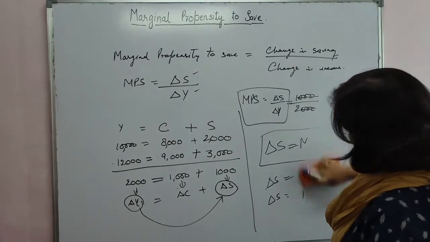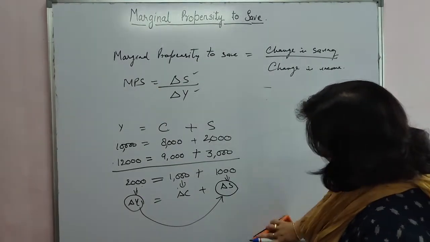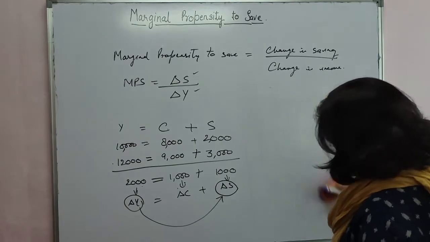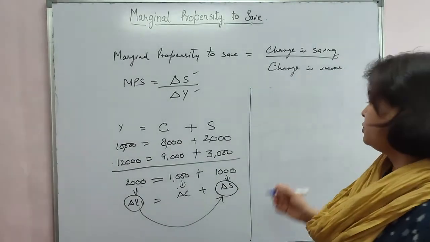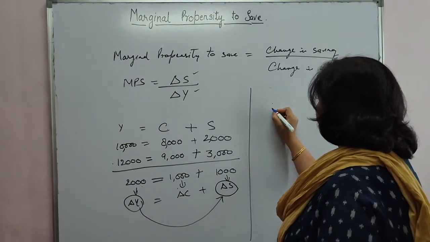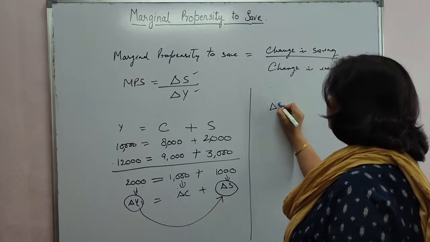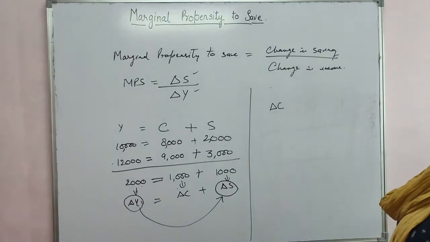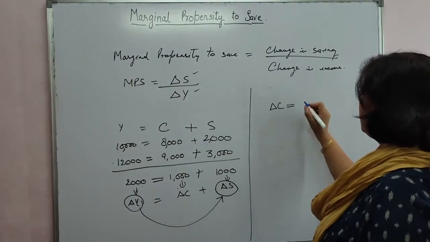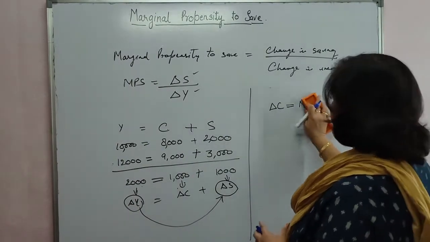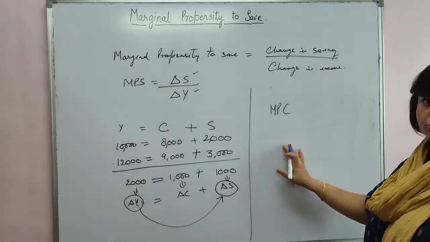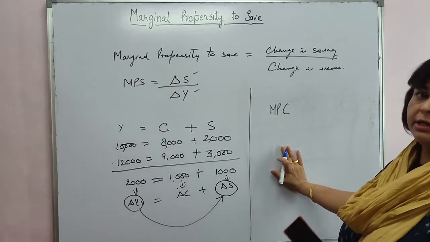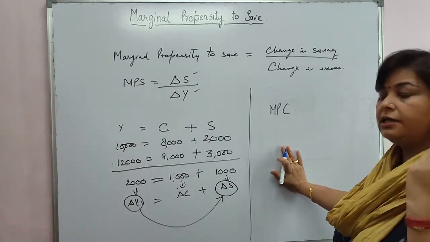Now, in the same way, we can calculate the value of delta C also. If we have to calculate the value of delta C, the first formula will be MPC, because first I will write the formula of MPC, marginal propensity to consume, which we had learned in the earlier video.